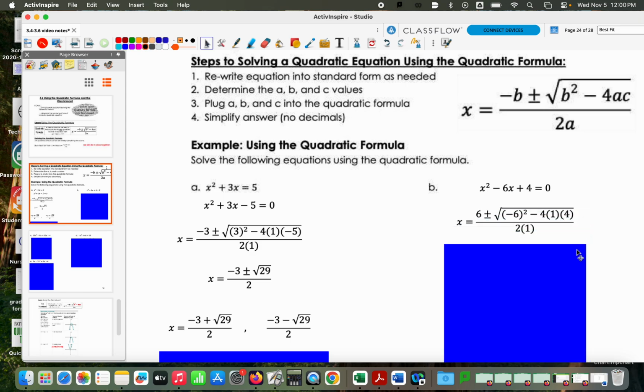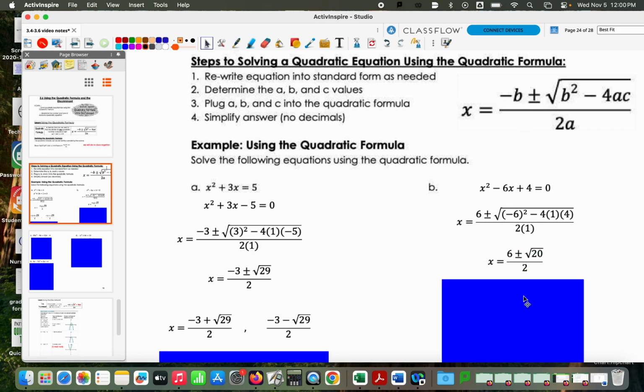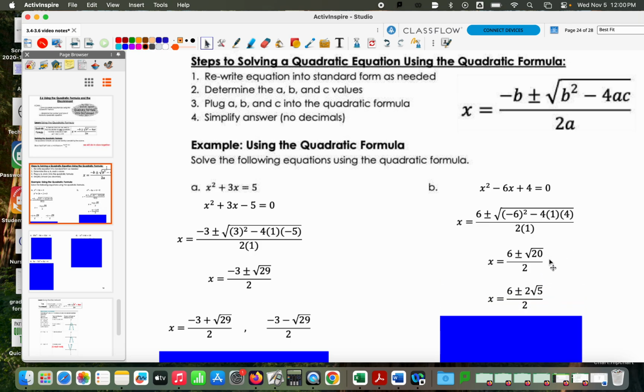This one's already equal to 0, so I'm just plugging everything in. Notice it's -b. My b is already negative, so this becomes a +6. I just start to simplify. The 6 stays the same. 2 times 1 is 2. This here all turns into a 20. You can't square root 20, but you can break it down. If you use something like 4 and 5, you can square root the 4 to get a 2 and leave the 5 inside the square root.